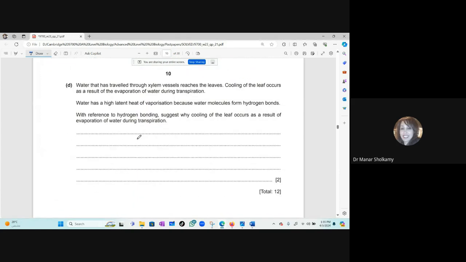This is also in the lesson plans. Water that has traveled through the xylem vessels reaches the leaves. Cooling of the leaf occurs as a result of the evaporation of water during transpiration. Water has a high latent heat of vaporization because water molecules form hydrogen bonds. With reference to hydrogen bonding, suggest why cooling of the leaf occurs as a result of evaporation of water during transpiration. This we also took in biological molecules. Mariam, can you remind me what the latent heat of vaporization is?